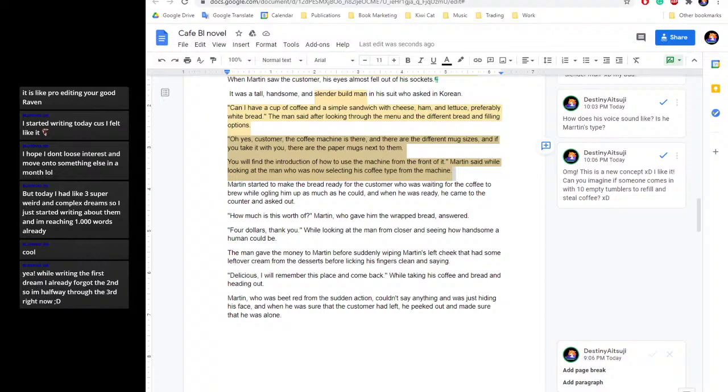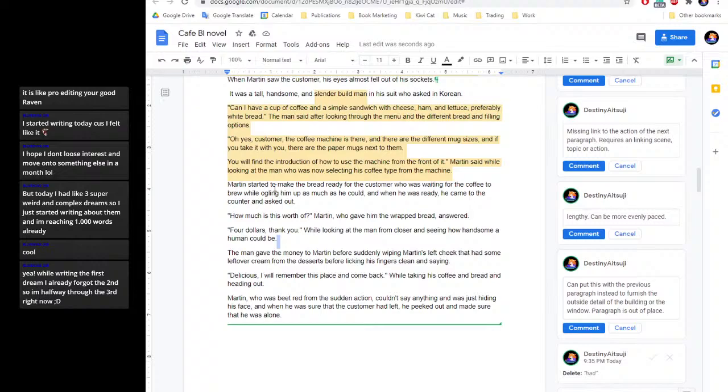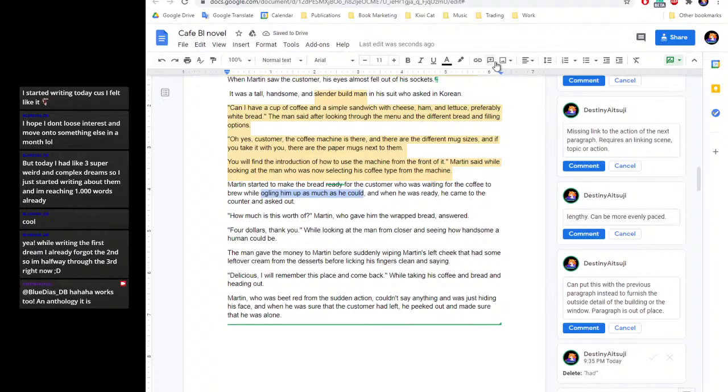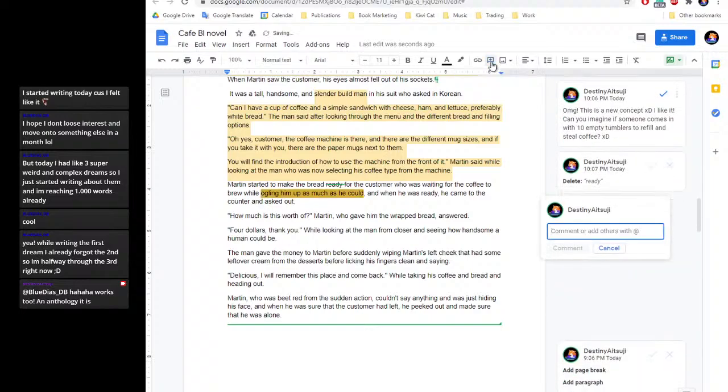So yeah, okay. Right. And then he started to make the bread ready for the customer who was waiting for the coffee to brew while ogling him up as much as it could. Okay, at this part over here, I am thirsty for details, and there are no details for me. What part is he ogling at? Oh, is he ogling at his biceps? Is he ogling at his ass? Is he ogling at the suit that clings to his very fit form? I need details here, man. I need details to get into it.